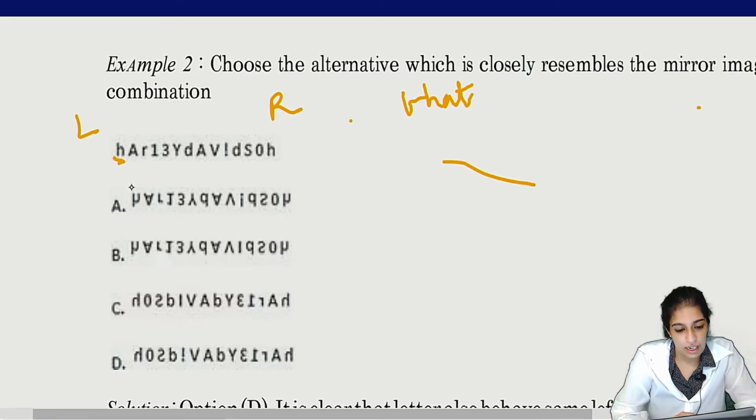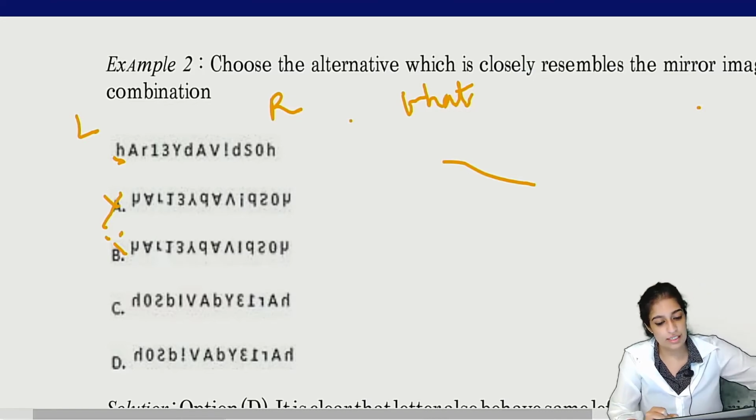HA again, that is the left hand side, it has to now come on the right hand side. So A और B तो हो ही नहीं सकता है, because left का left में ही है, left का right में आ जाना चाहिए. So it can be C or D. Okay, now let's go into details of whether it is C or D.